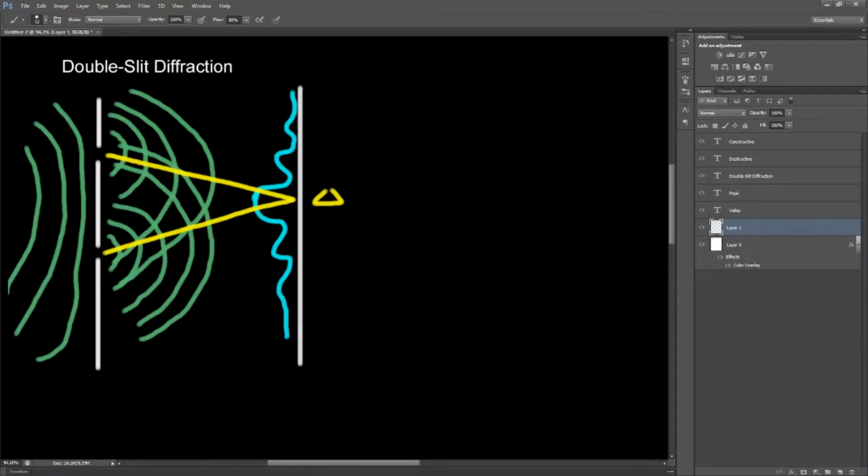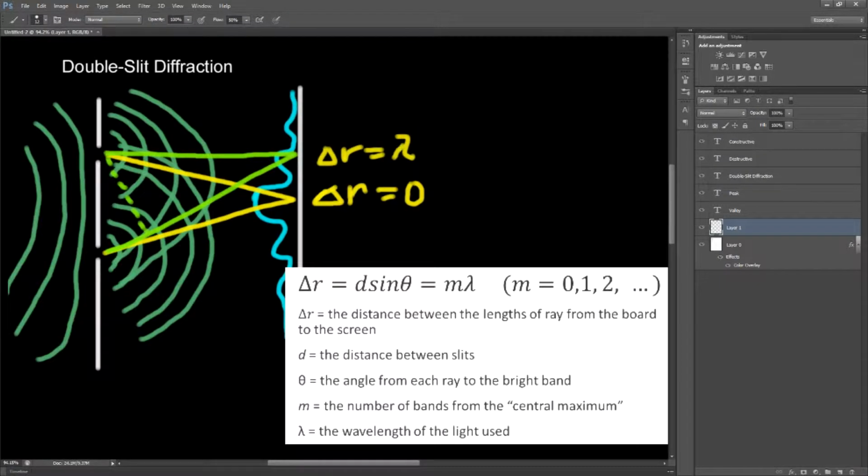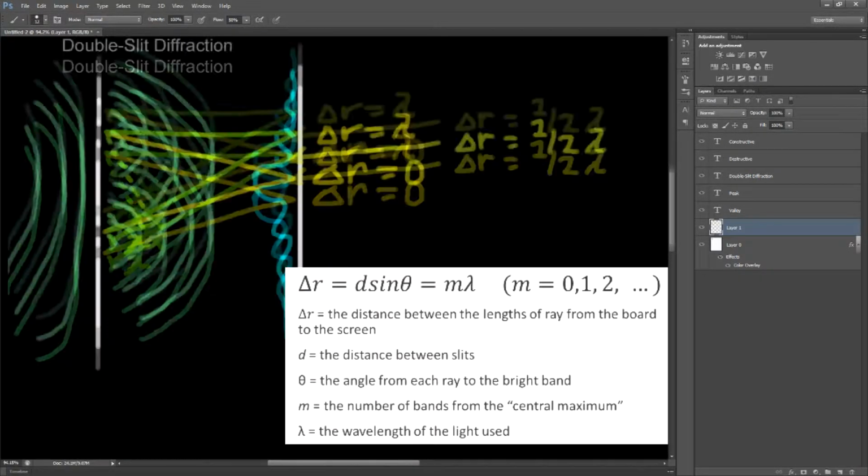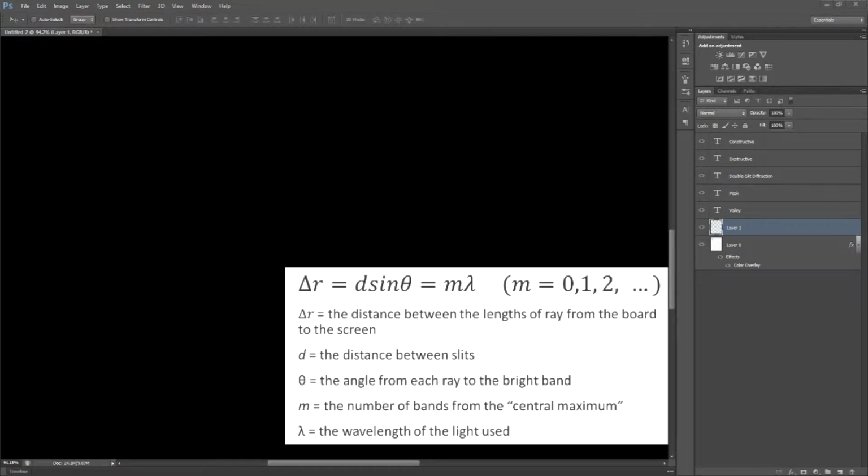When the delta R is 0 or an integer, it will interfere constructively, and that's shown by the larger curves opposite of the slits. And when the delta R is some form of 1/2, 3/2, 5/2, etc., it will interfere destructively. The equation we use for this is delta R equals d sine theta, which is equal to m lambda. All these are equal to each other, and what each variable means I'll put on the screen. There's not really a good real-world example of where double slit diffraction is important, but there are for diffraction gratings, which I will talk about next.